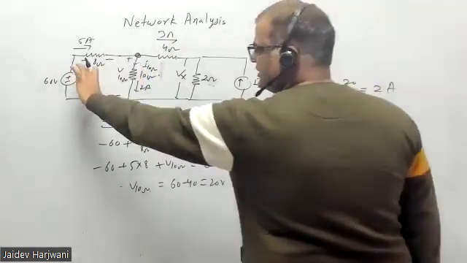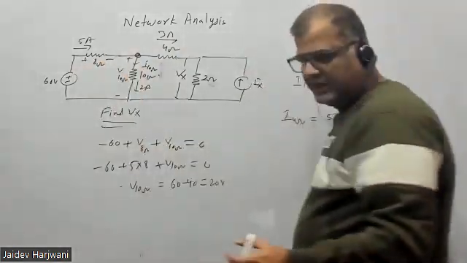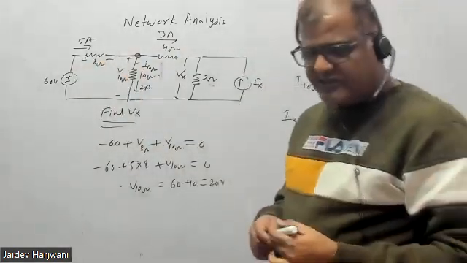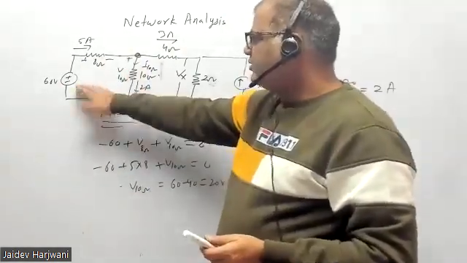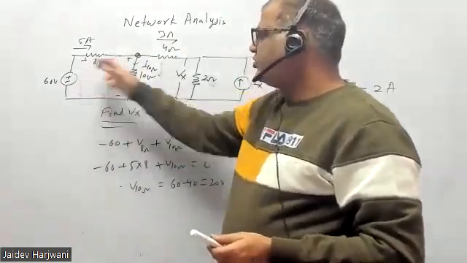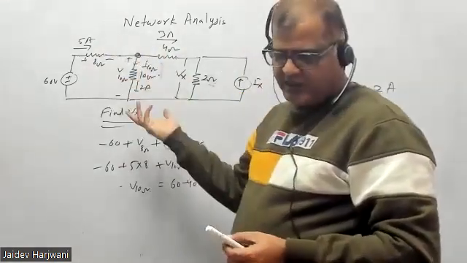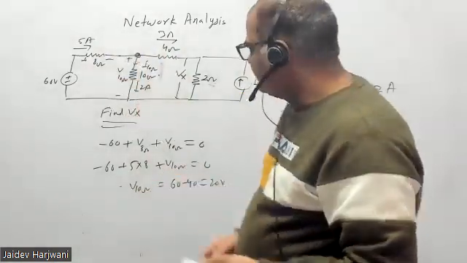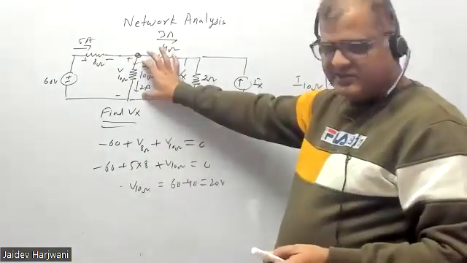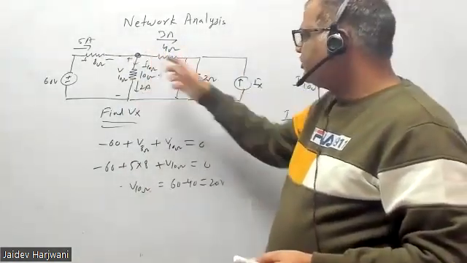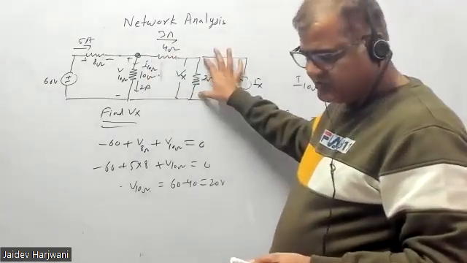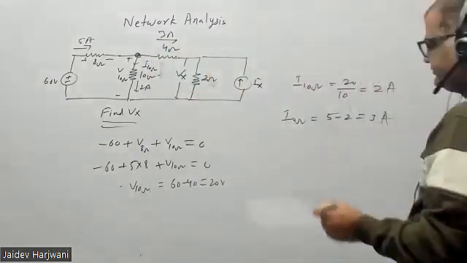20. This is 60. In a loop, if 3 voltages are there and 2 are known, then 1 you can find. It is a loop. 60 known, this voltage known, this voltage known, so automatically you can find this voltage. Okay, because the sum of voltages should be 0. Similarly, you know this voltage, you know this current, so you know this voltage also, so you can find this voltage. Yes or no? Tell me what is Vx now.